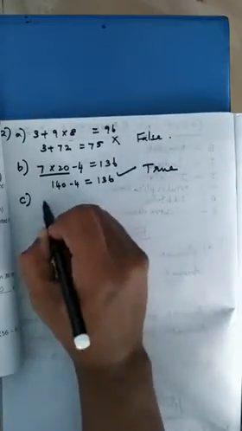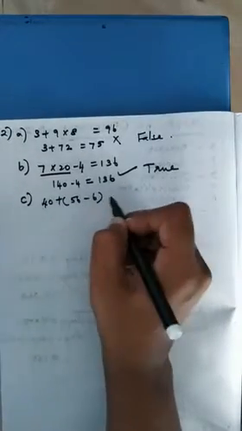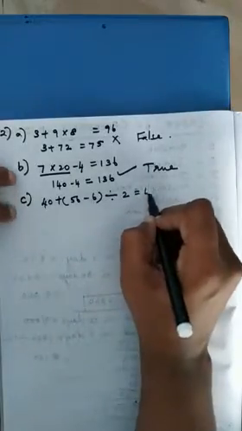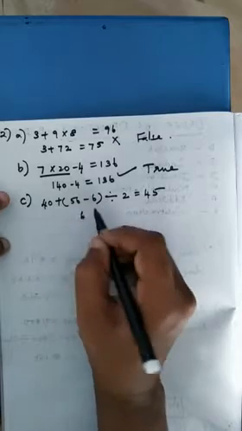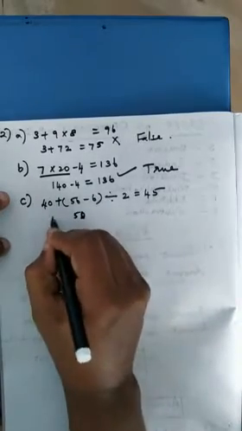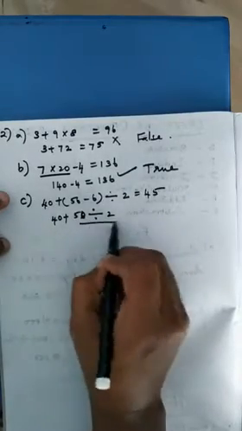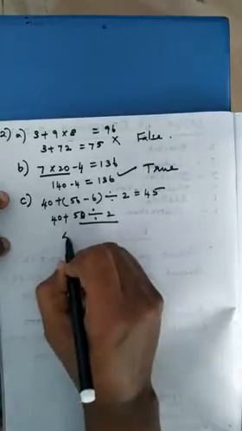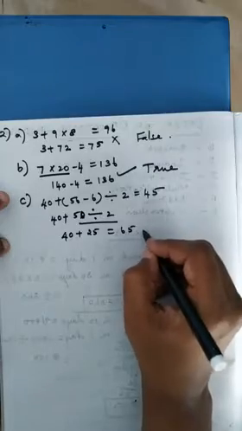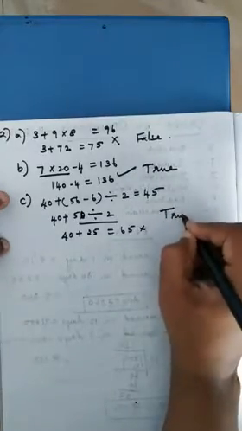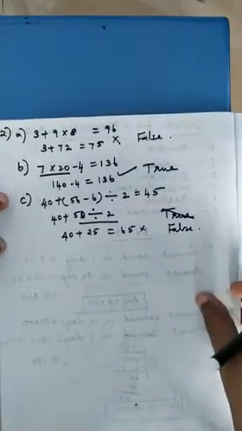Then coming to the third one, it is 40 plus (56 minus 6) divided by 2 is equal to 45. Again, first we go with the bracket. 56 minus 6 will give me 50. Then 40, I should not go with this. I should first complete 50 divided by 2. So that is 40 plus 25, which is equal to 65. Sorry, this is not true. So this is false.